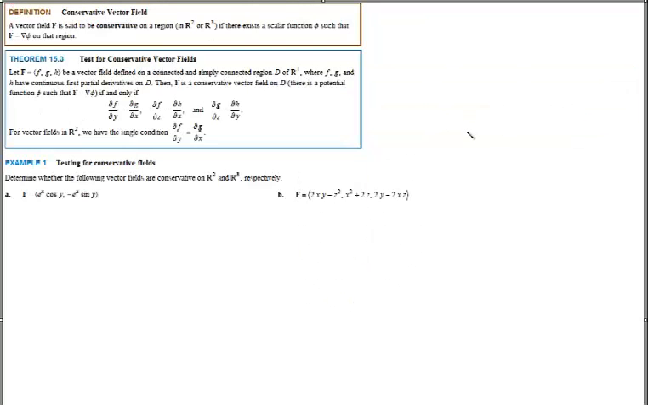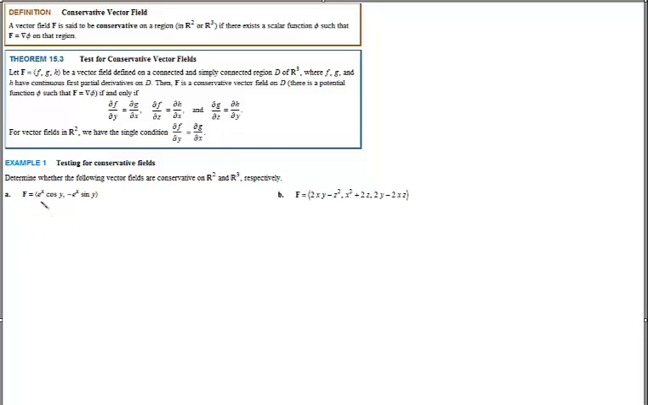We next have a definition for a conservative vector field, meaning that there must exist some scalar function phi on that region. Here is our test. We'll take the partial. Notice that F has an I component, j and k component, and we must have that their partials are equal to each other. So let's test A.